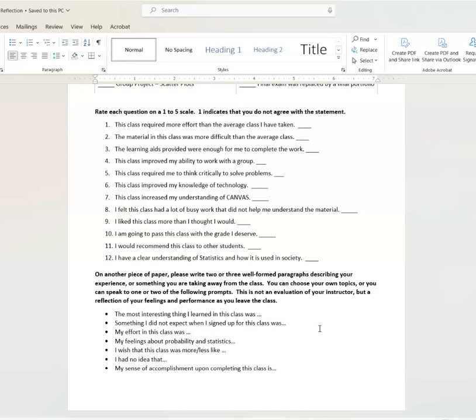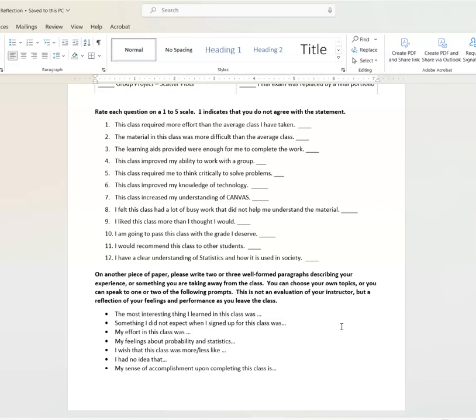You can choose your own topics, but if you can't think of a topic, I've written some prompts down here. You could use one of those as your prompt, or you can use 2 of these or 5 of these, but you're getting credit here for giving some thought to the class. And again, this isn't an evaluation of me as the instructor. It's an evaluation of the class.